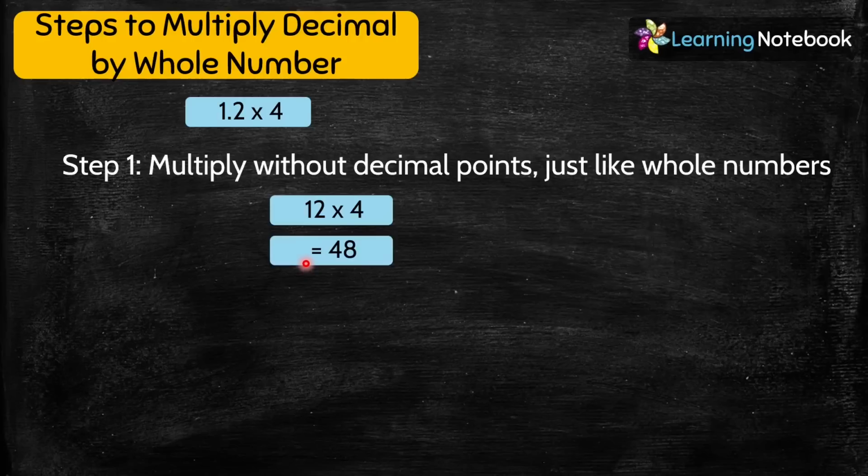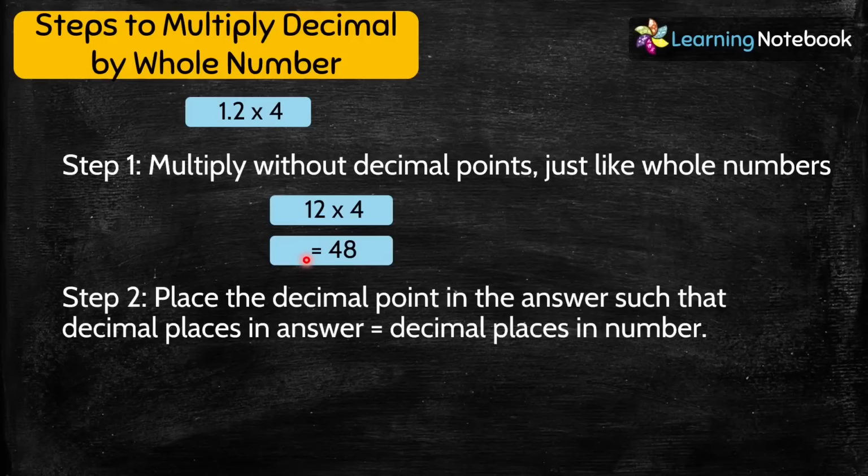Now, step 2 is place the decimal point in the answer such that the decimal places in the answer equal the decimal places in the number. So students, the number of decimal places in the question is 1. So in the answer, we will put a decimal point at 1 decimal place. So the answer will be 4.8.